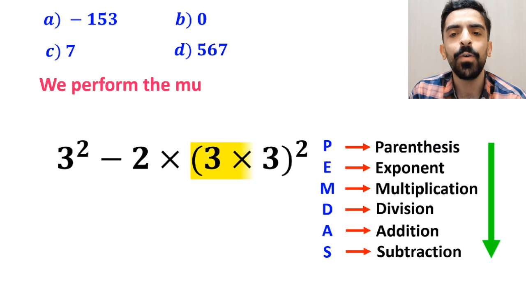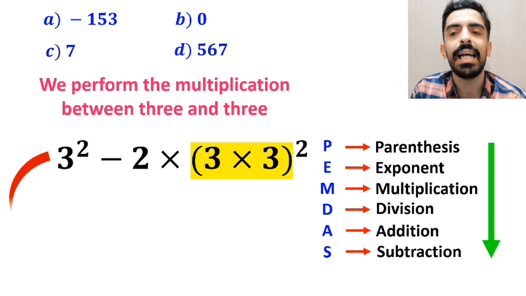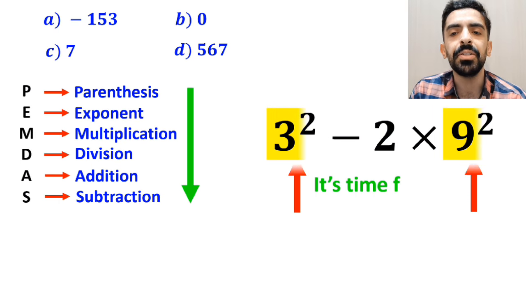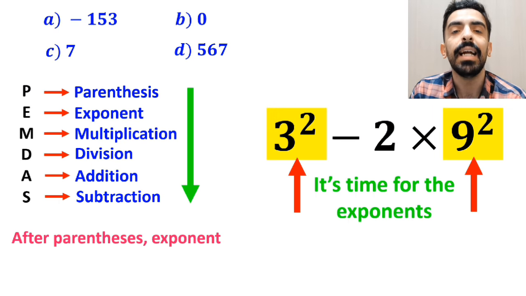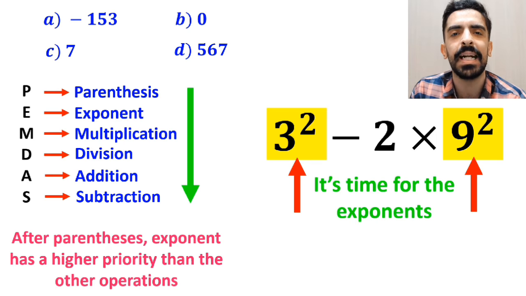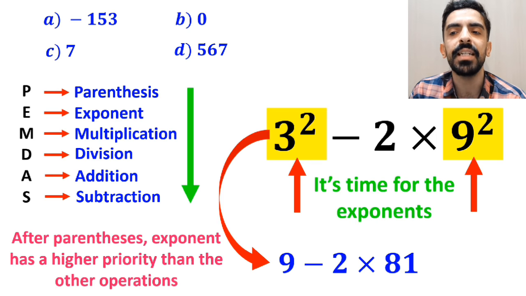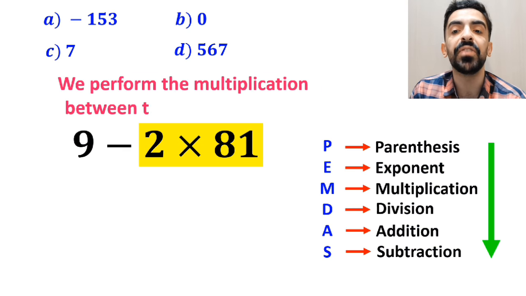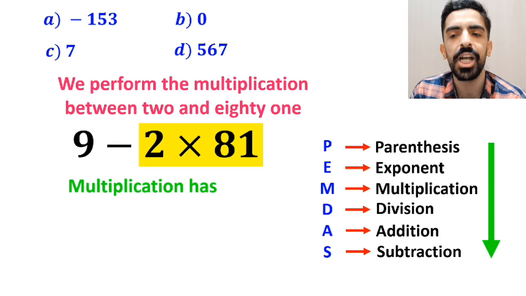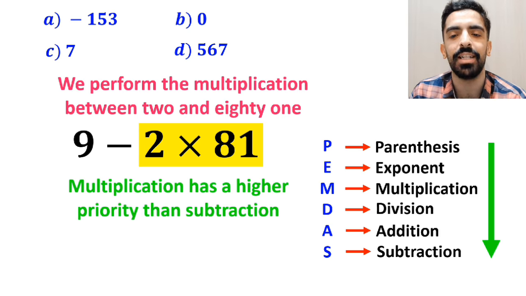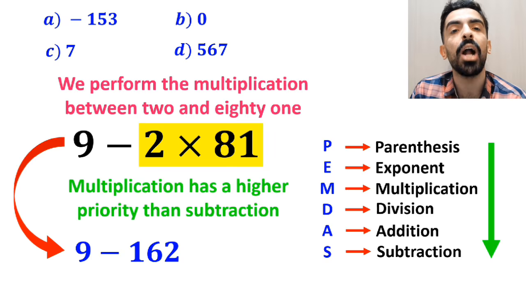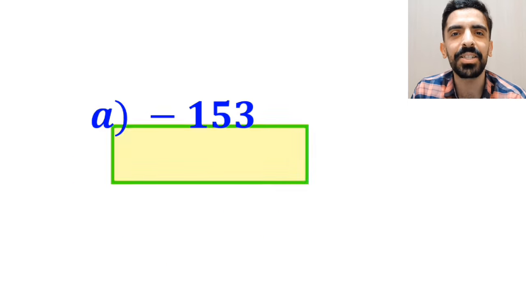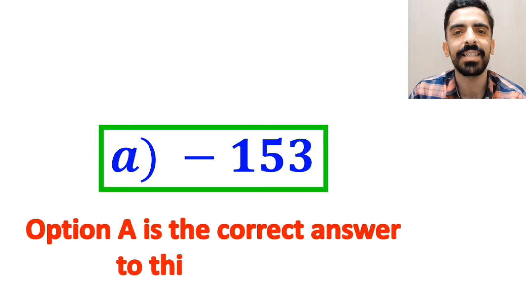In the next step, we perform the multiplication between 3 and 3. And this expression simplifies to 3 squared minus 2 multiplied by 9 squared. Now, it's time for the exponents, because after parentheses, exponent has a higher priority than the other operations. So, we write this expression as 9 minus 2 multiplied by 81. And in the final step, we perform the multiplication between 2 and 81 because multiplication has a higher priority than subtraction. And this expression becomes 9 minus 162, which finally gives us the answer negative 153. That's great. Option A is the correct answer to this question.